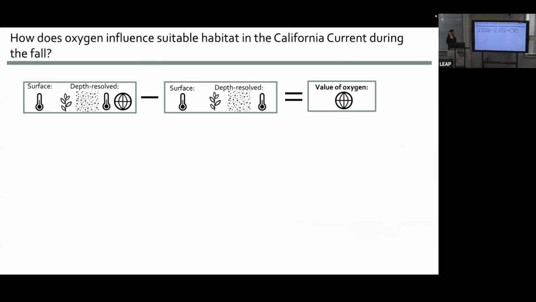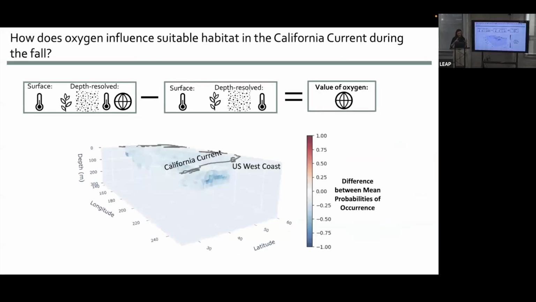So to understand the influence of oxygen in the California current during this fall season, we again ran our model with 2 different configurations of predictor variables to extract the influence of oxygen on these predictions of suitable habitat. So we took the difference between 2 models trained with and without oxygen. Here we're looking at a 3D plot of the difference in mean probabilities of occurrence. In general, we see blue colors here, which indicates that the inclusion of oxygen decreased the likelihood of presence, or decreased the suitability of that habitat.